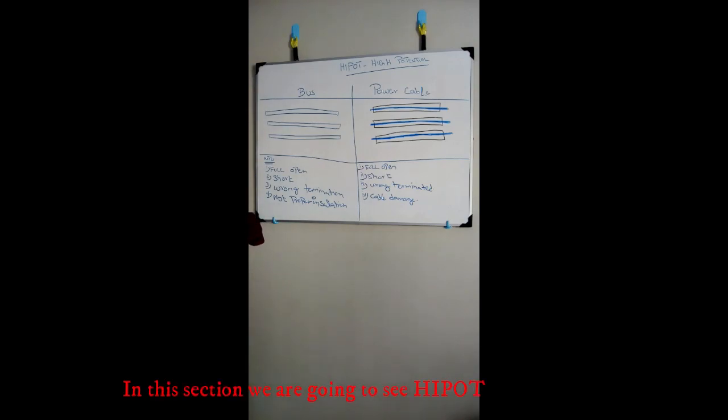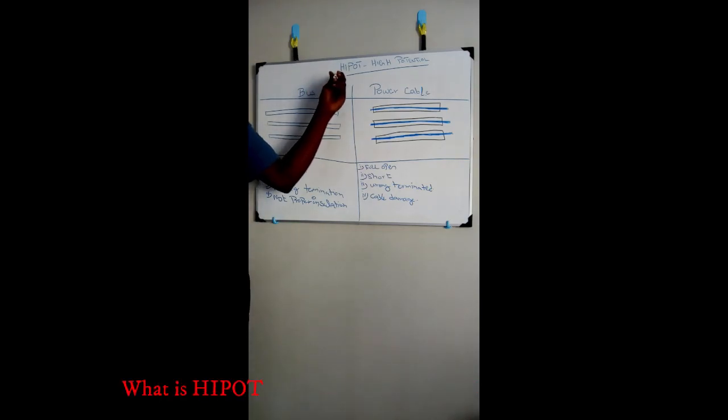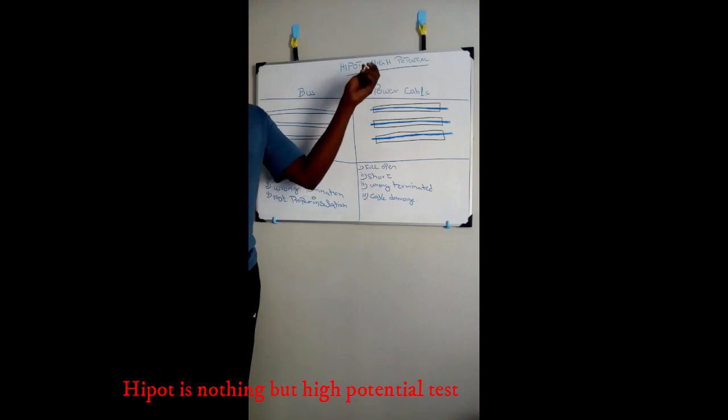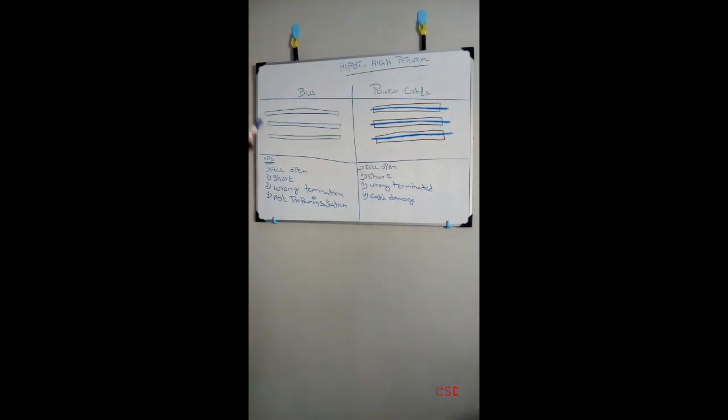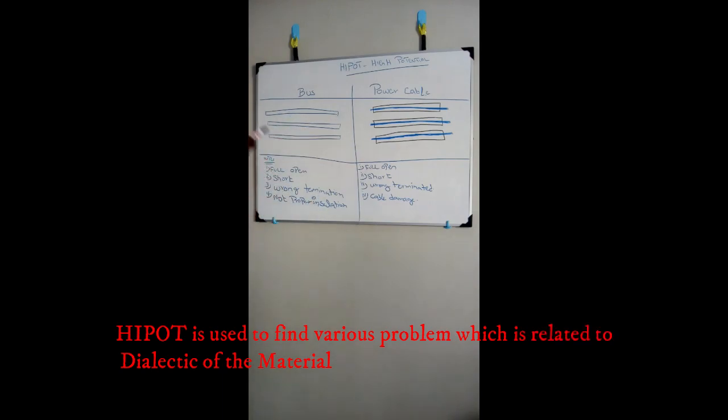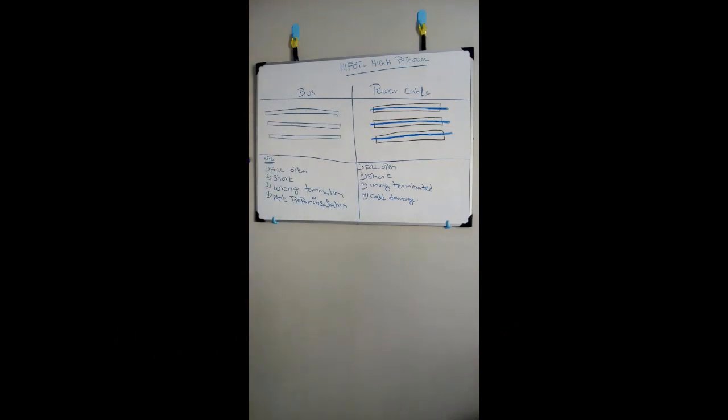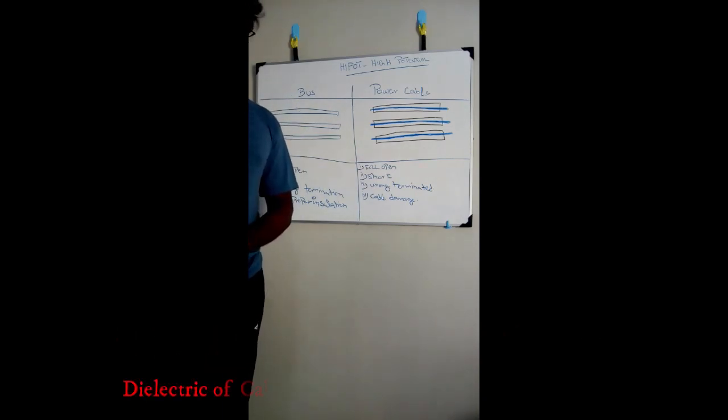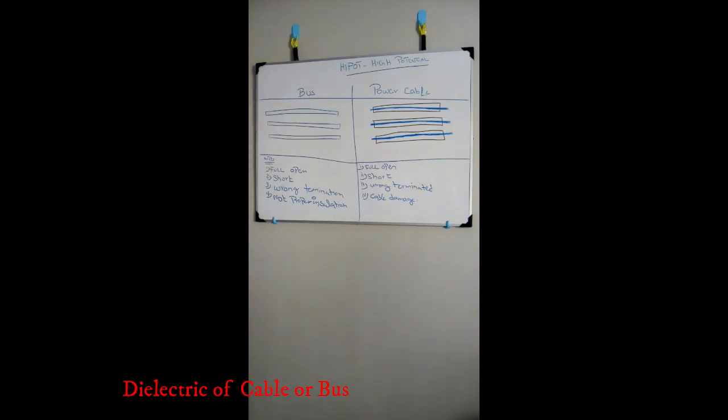Hi, in this section we are going to see HIPOT. What is HIPOT? HIPOT is a high potential test. Why do we go for HIPOT? HIPOT is used to find different problems in bus and cables regarding the insulation, or you can say the dielectric of the insulation or cable.